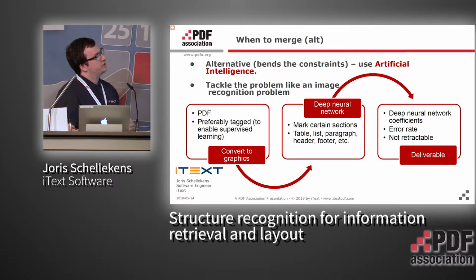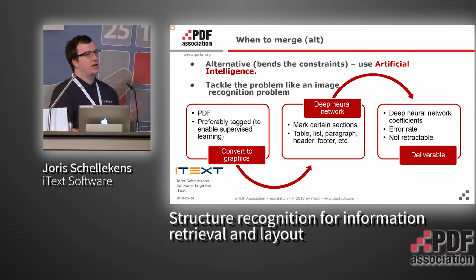After the training period, the network should be able to produce a probability that any new items should be merged or not, depending on what it saw earlier. The deliverable here includes not only the neural network coefficients, but, and this is an advantage to the earlier one, it has an error rate and it is configurable.